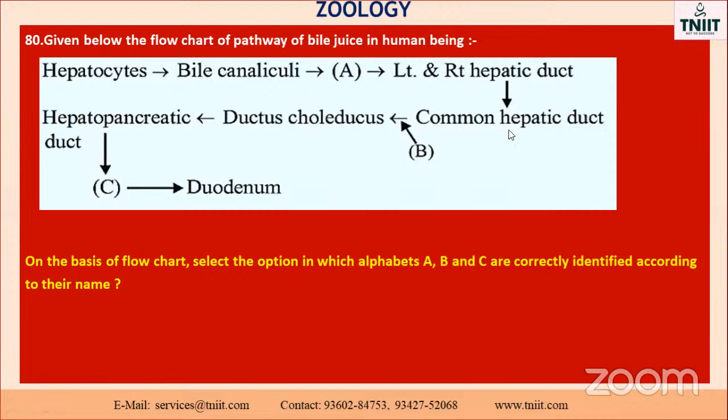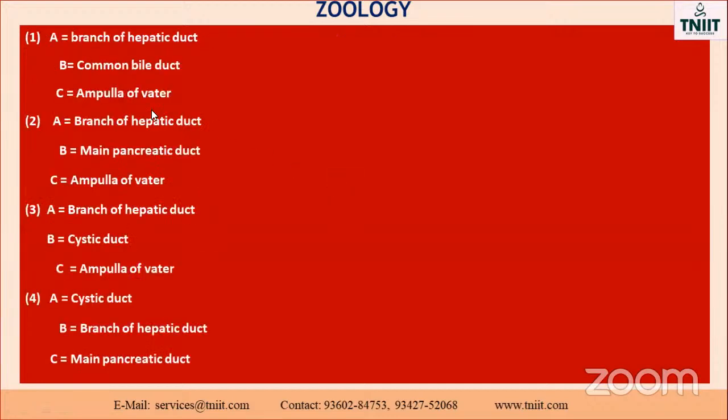Followed by common hepatic duct. Ductless? What is in between? There is one addition, this is called B. This is A. Hepatopancreatic, these are all related to the pancreatic relations. Okay, so which one is the correct answer? Just to see it, the option is C.